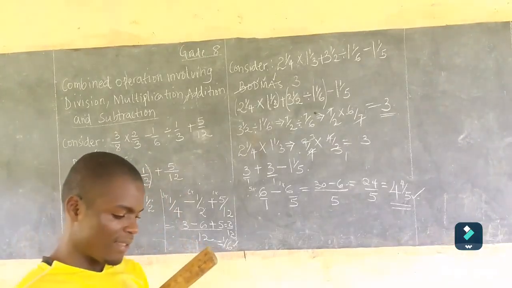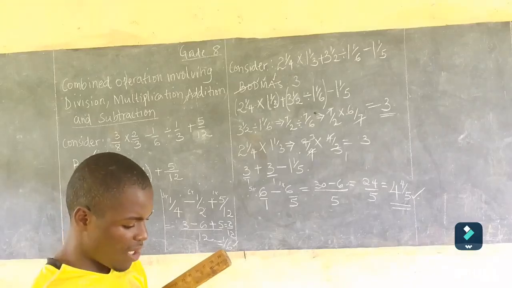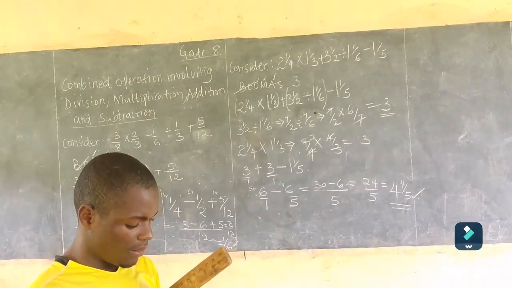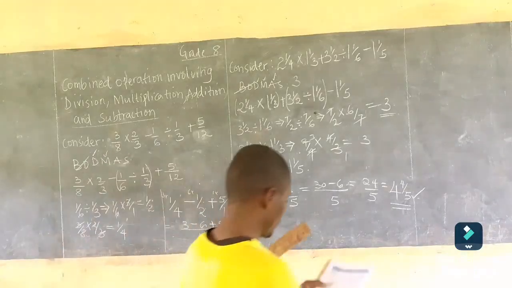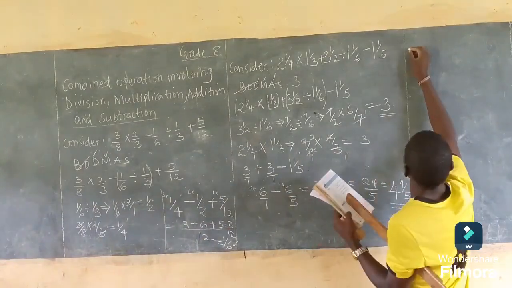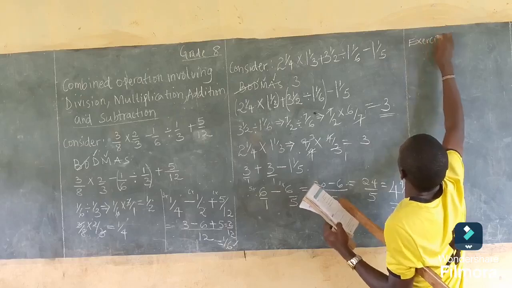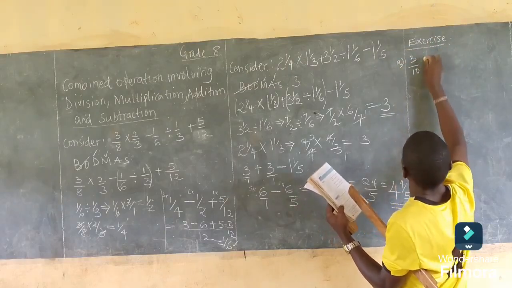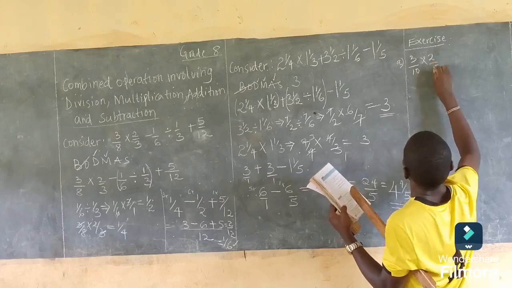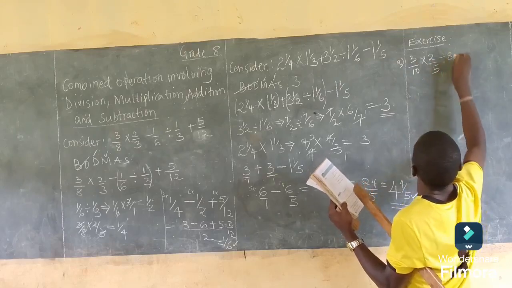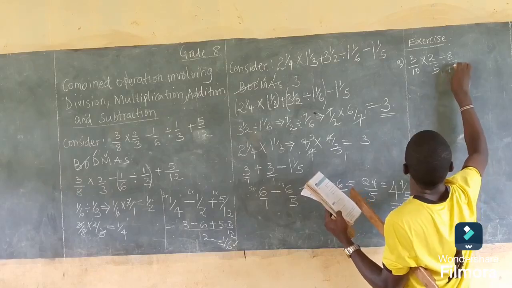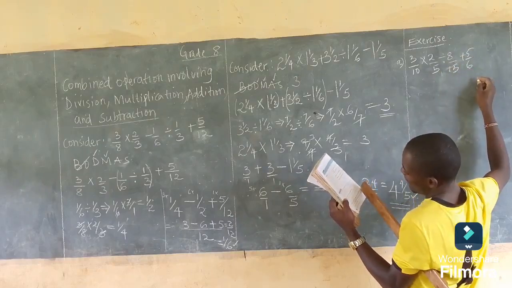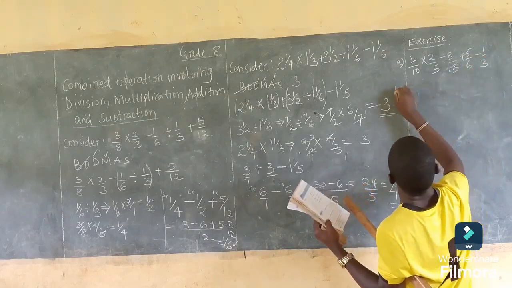My learners, you can try your revision during your free time and let me have the answer in the comment section. You can try this exercise: 3 over 10 times 2 over 5 divided by 8 over 15 plus 5 over 6 minus 1 over 3, and then the second one.